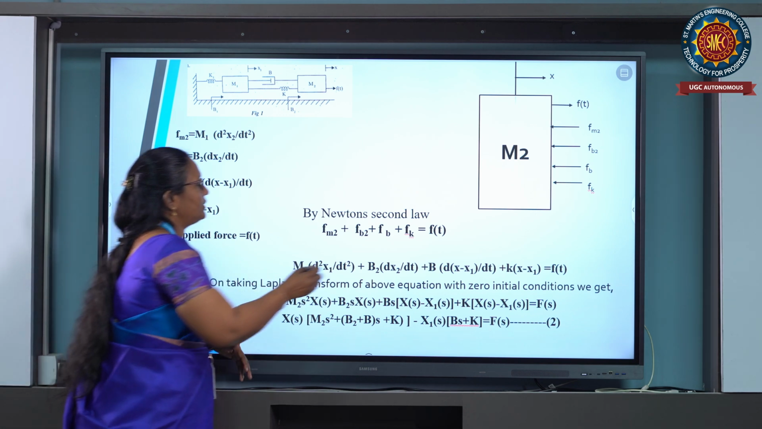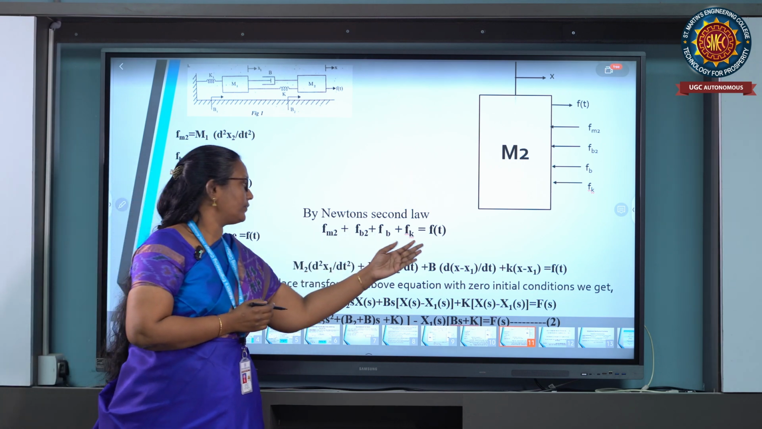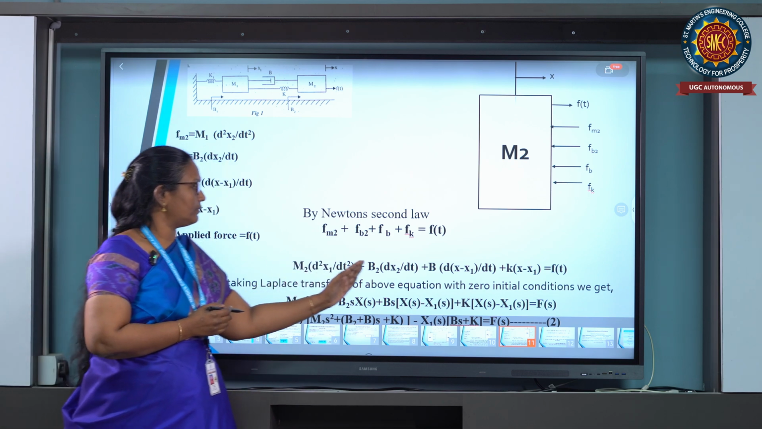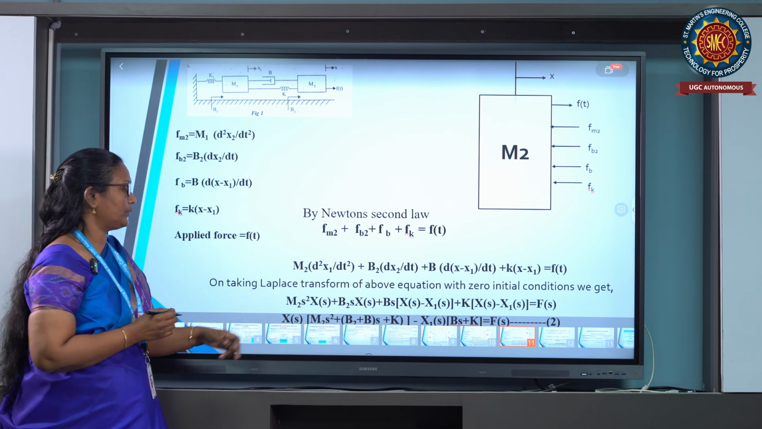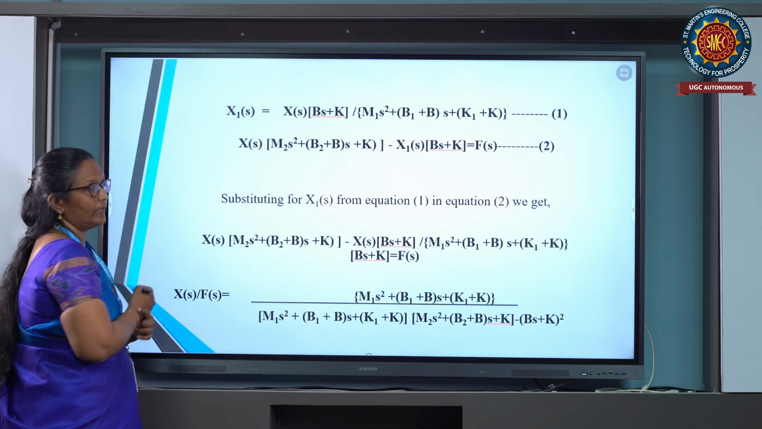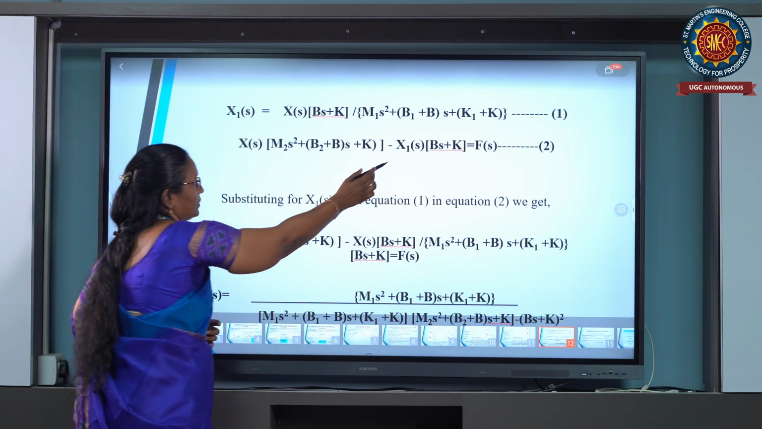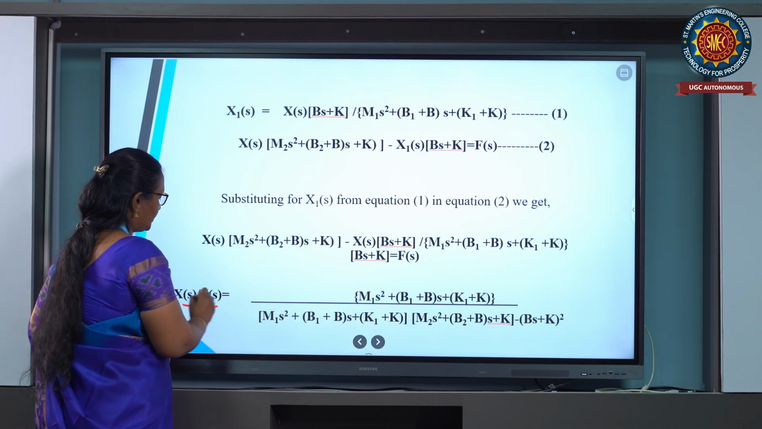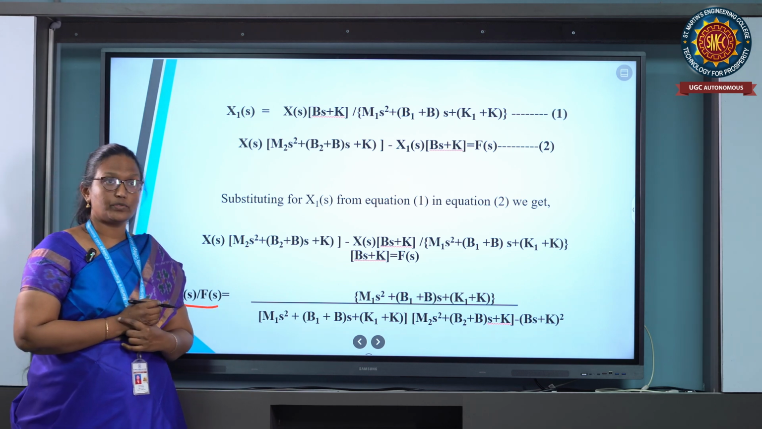Next, similarly, we will write for M2. For M2, what we observe is that we have the applied force and also the opposing forces. So we write f of t equal to the summation of the opposing forces. Then again we write the specified equations and convert them using the Laplace transform. Then we will get the last two equations related to M1 and M2 in the form of x1 of s and x of s. Now substituting x1 into the second equation and rearranging, output by input in the Laplace domain is nothing but our transfer function.